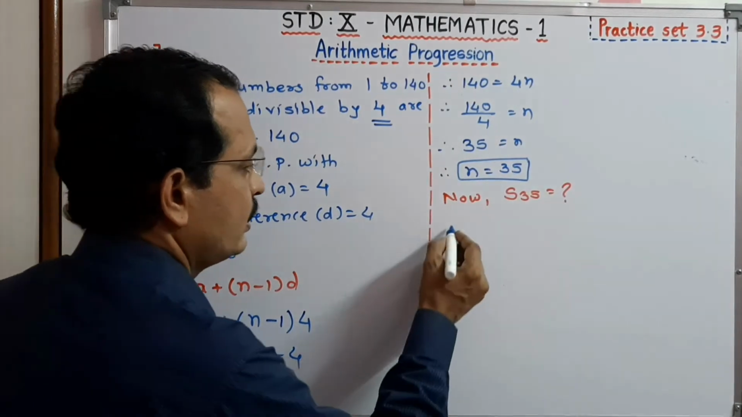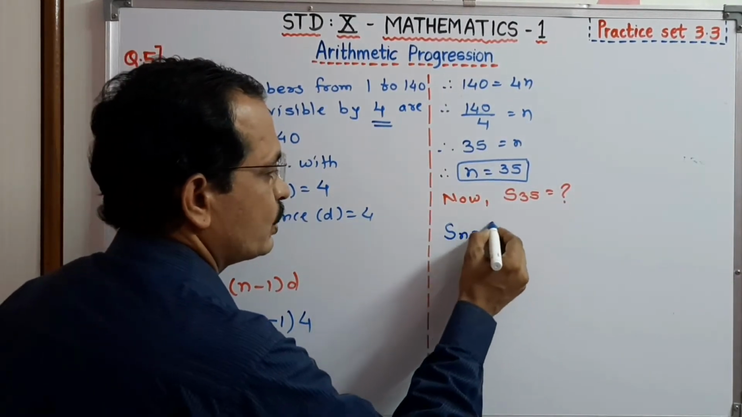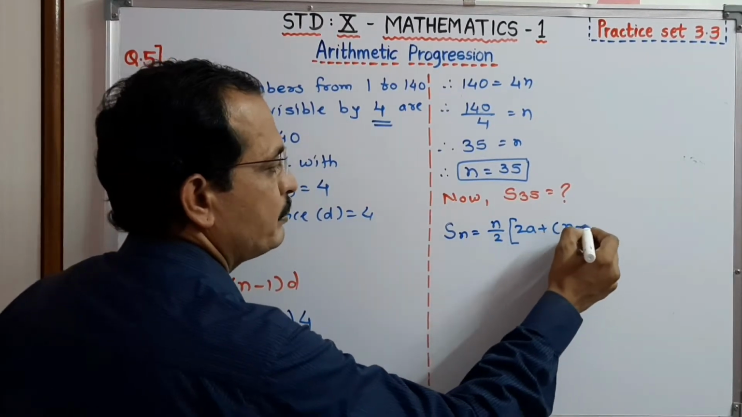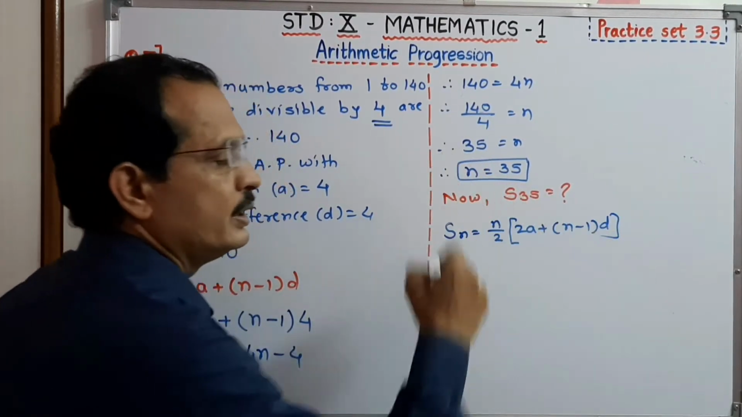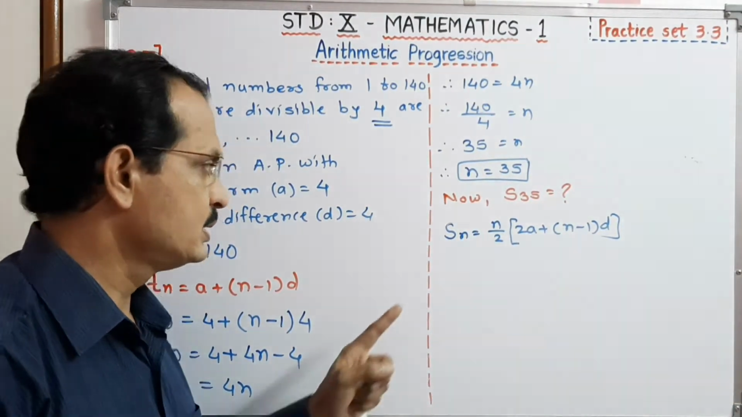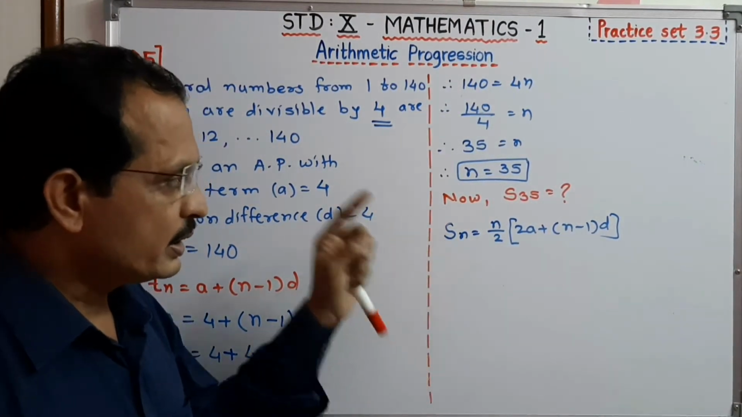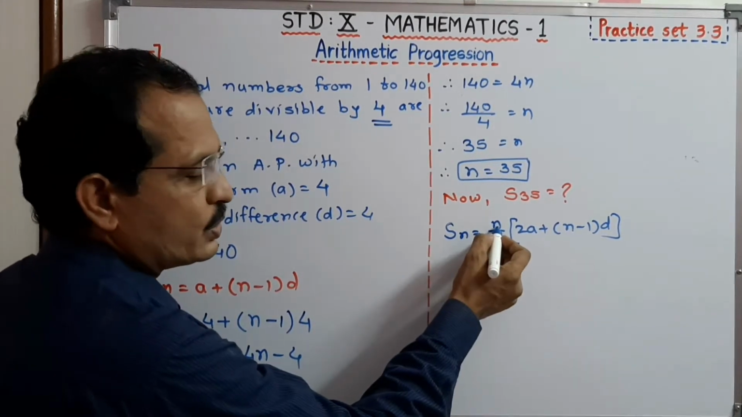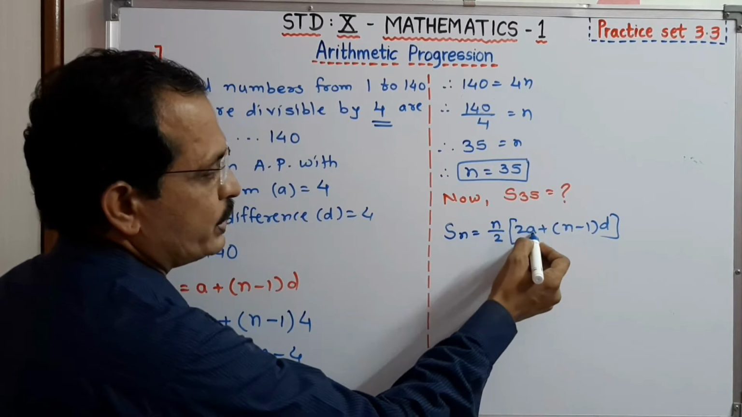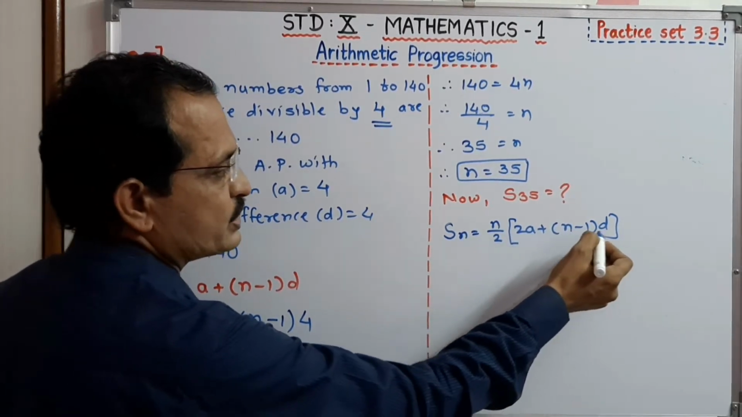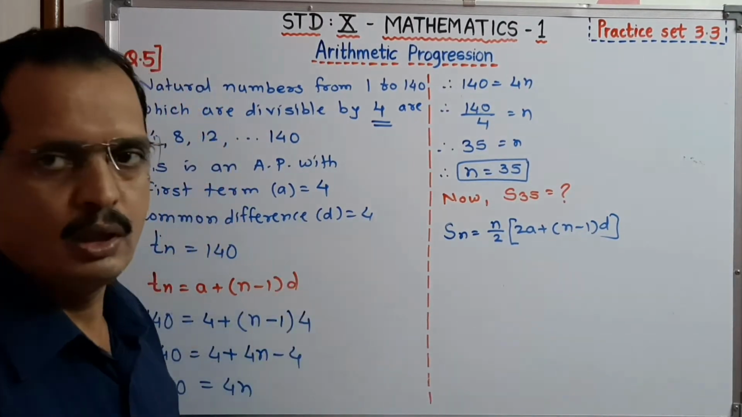All of you know that Sn is equal to n upon 2 into 2a plus n minus 1 into d. This is the formula. By using this we can find out the sum of n numbers. But dear students, here we know S35, we know n is equal to 35. Here it is 2 into a, a means the first term, n means 35 minus 1 and d means 4.